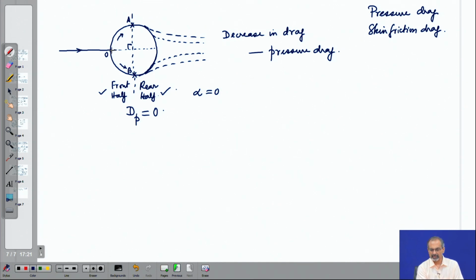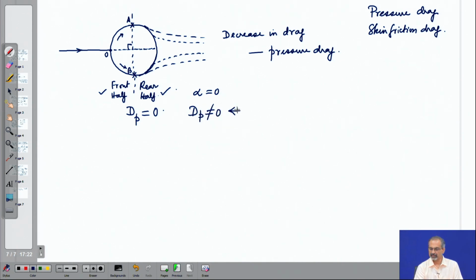Now, because the body is symmetrical about the horizontal axis, the flow does not turn in any particular direction and therefore, there is 0 lift. But the drag could be there if you have wake formation. What happens is that the pressure in the rear half is on an average lower than that of the front half, and there is a non-zero pressure drag in that case.